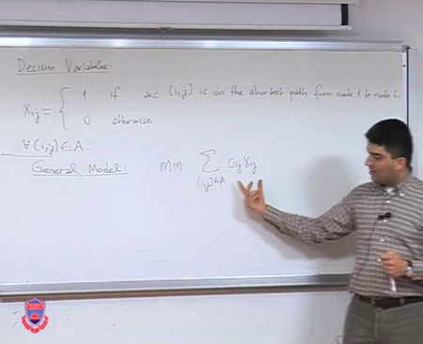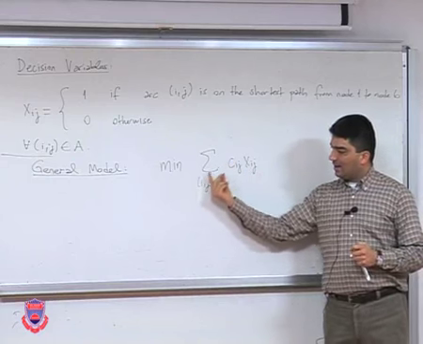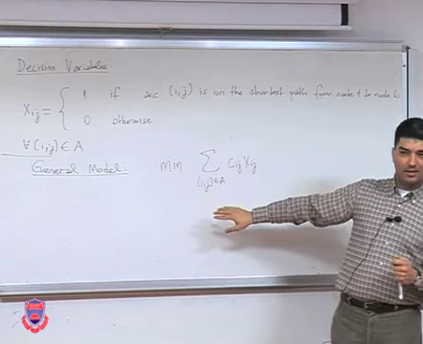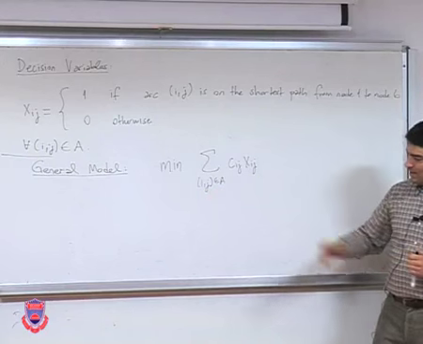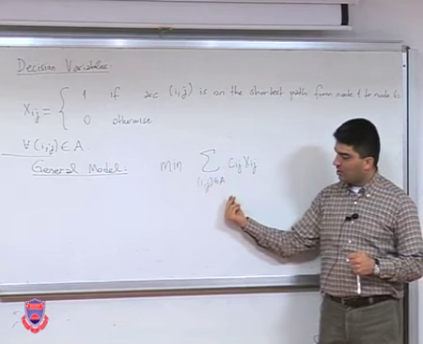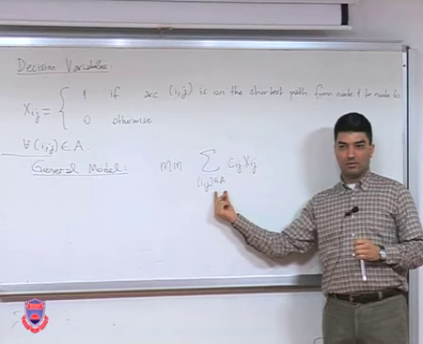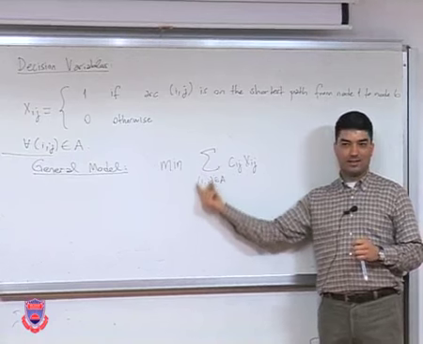Once again, this is a shorthand notation to indicate that I'm going to pick my ij's from the set capital A. Is that clear? You may not have seen this before, but this is common notation. It tells you where you're going to pick your ij's from. You're going to pick your ij's from your arc set.